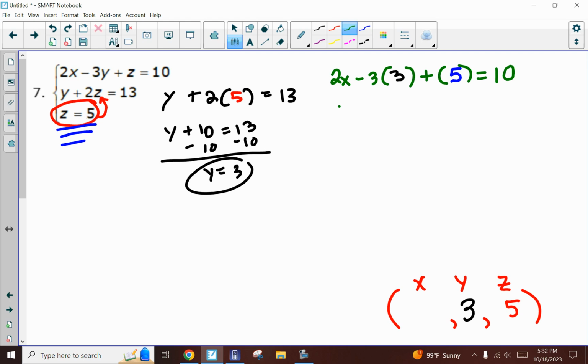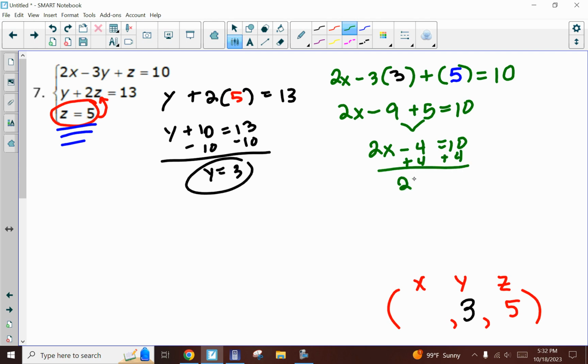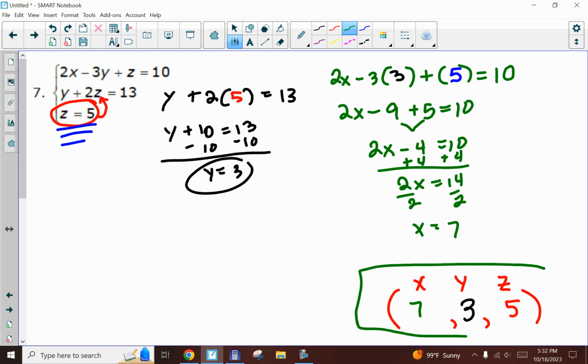When I simplify this, I'm going to have 2x minus 9 plus 5 equals 10. I can combine these two terms, so I'll have 2x minus 4 equals 10. And then I'm going to add 4 to both sides. So I have 2x equals 14, and then I'll just divide by 2 on both sides. So that means x is equal to 7. So my final answer is (7, 3, 5).